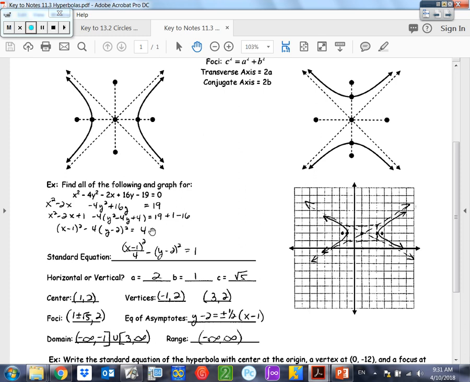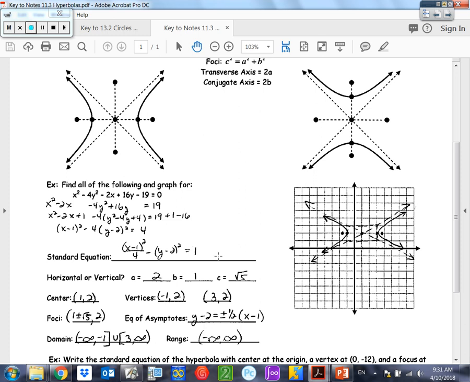So now we're ready to factor. And the x's factor to be (x minus 1) squared. And the y's factor to be (y minus 2) squared. And this is what we have going on right here. So we know it's a hyperbola because it's got this subtraction. And we need to divide everything by 4. Let's just divide everything by 4, and this is what we get. We would get (x minus 1) squared over 4 minus (y minus 2) squared. Okay, so here's our equation.